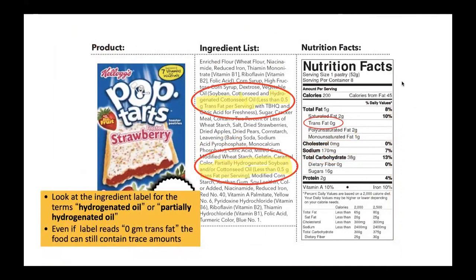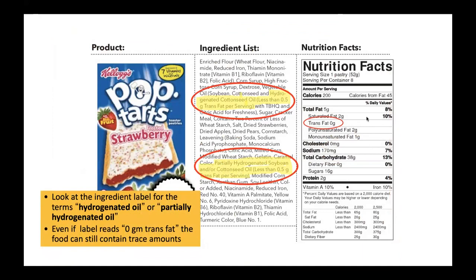So you can determine the amount of trans fat in a particular packaged food by looking at the nutrition facts panel. However, a product can be listed as 0 grams of trans fat, very similar to this example. A product can be listed as 0 grams of trans fat if it contains 0 to less than 0.5 grams, which means a product can list 0 grams of trans fat if it contains less than 0.5 gram of trans fat per serving.